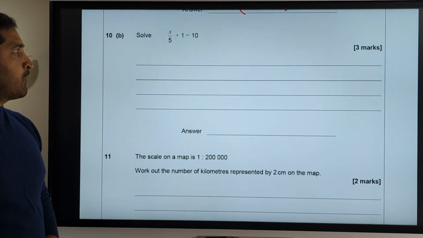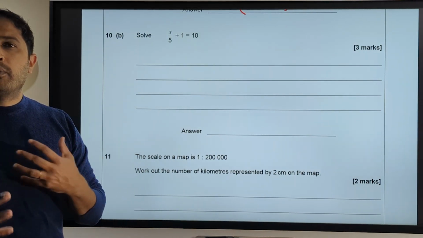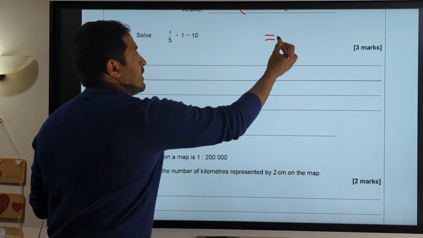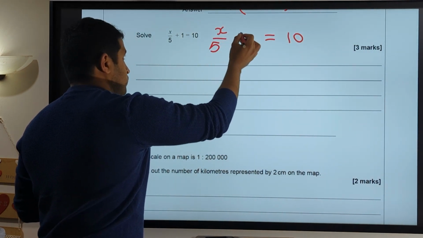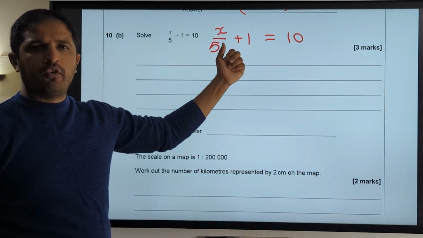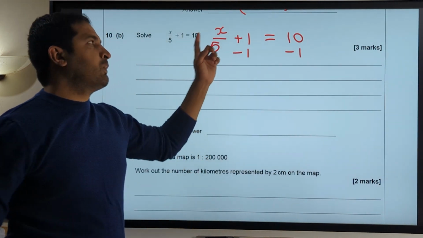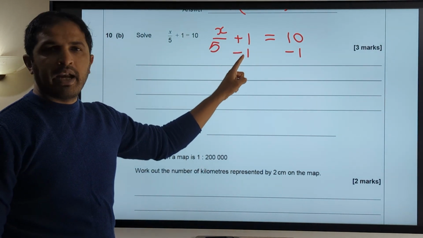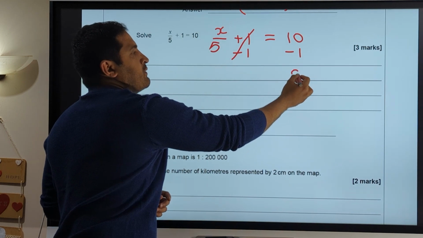Solving the equation x over 5 plus 1 equals 10. If you're solving an equation, you want to be doing the same thing on both sides of the equal sign. This equal sign in the middle is solid. It doesn't really move. So I'm going to get rid of that 1. How do I get rid of the 1? If you add negative 1, and if I add negative 1 on this side, I need to add negative 1 on the other side. So plus 1 and minus 1 gives you 0, so that cancels off. 10 take away 1 gives you 9.